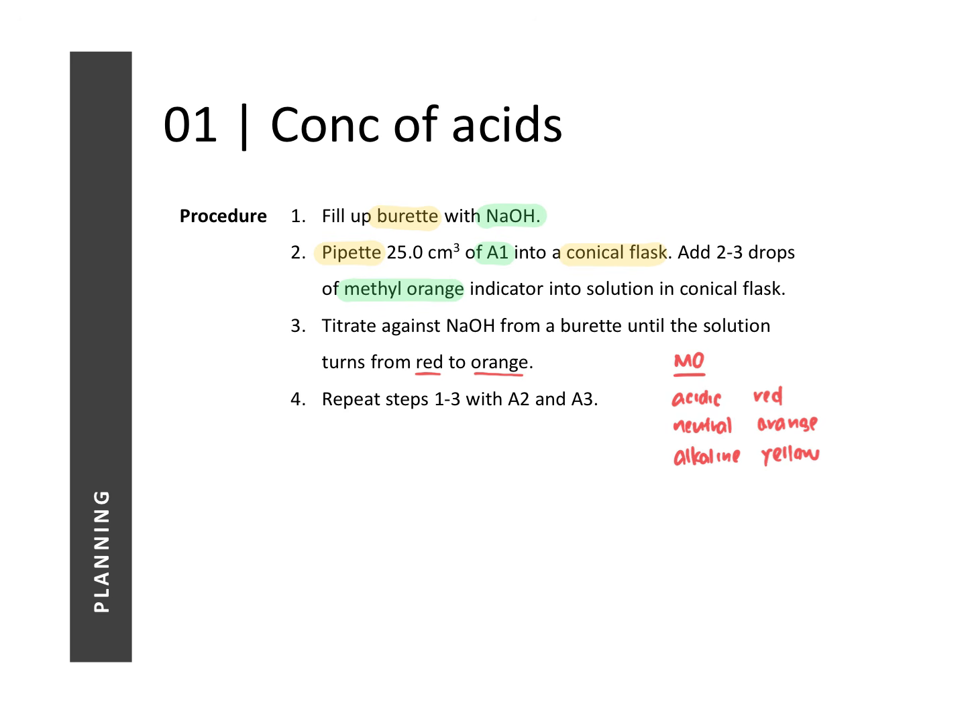Since we have acid in the conical flask, the starting color will be red, and the drop that changes it to orange tells you that we have reached the end point. Then after that we need to repeat steps 1, 2, 3 with A2 and A3. Let's check if we can clearly infer the 3 variables from this short procedure.